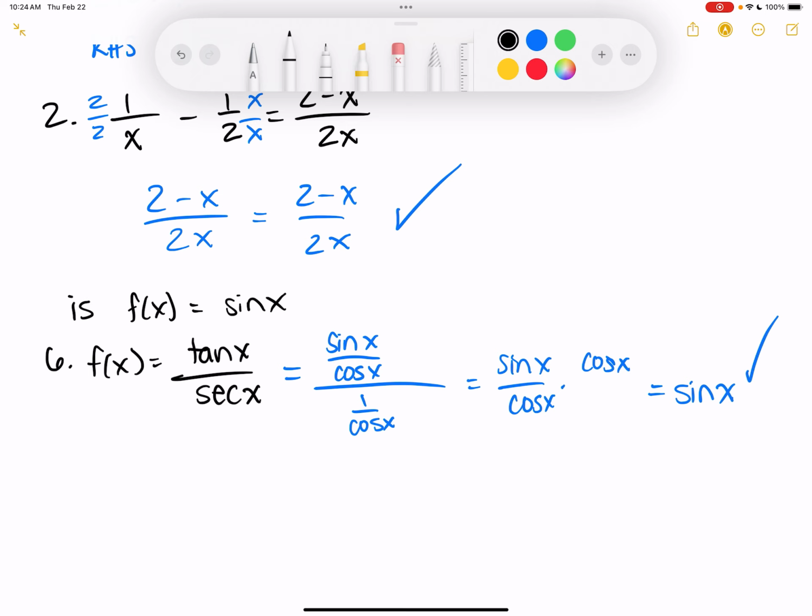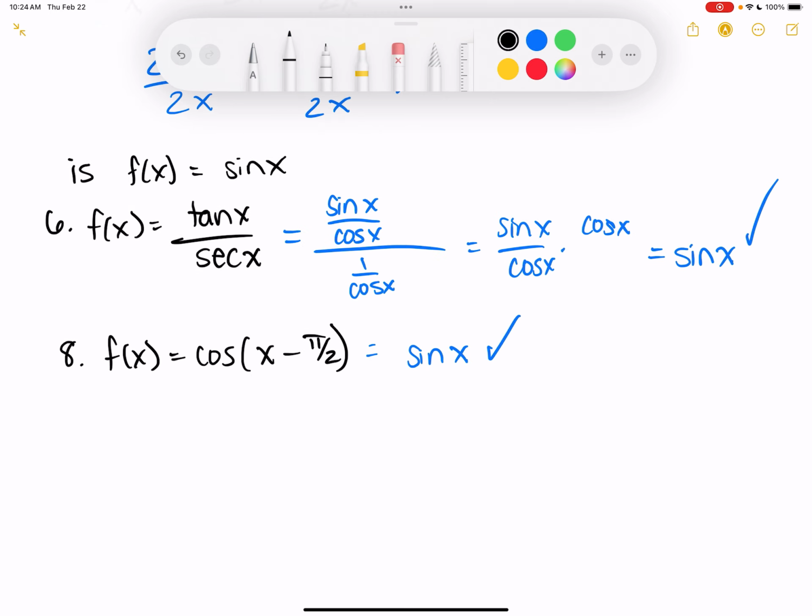How about this one? F of x equals the cosine of x minus pi over 2. Isn't that just like sine of x? Okay. Yeah, I wasn't 100% sure, but I had a confidence rate of like 90%. This is why you have to know your identities.